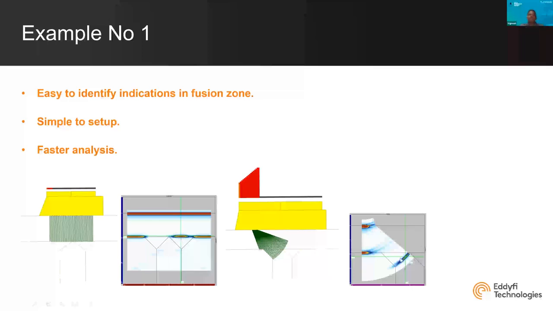And the same thing we can do for an angle. We can send the beams in angle and we can pick if there is any sort of fusion indication here. So really simple setup, faster analysis, and we detect the critical areas within the weld.